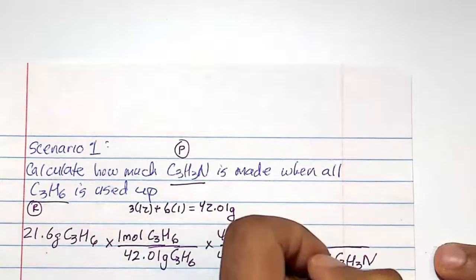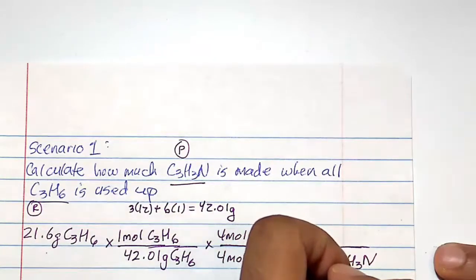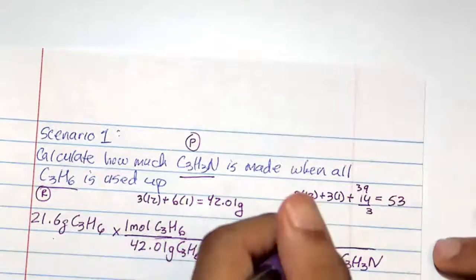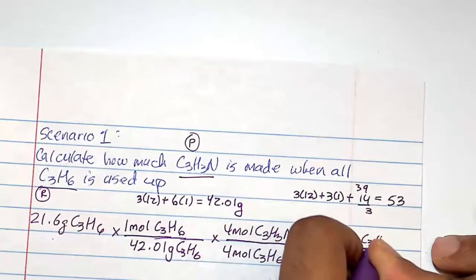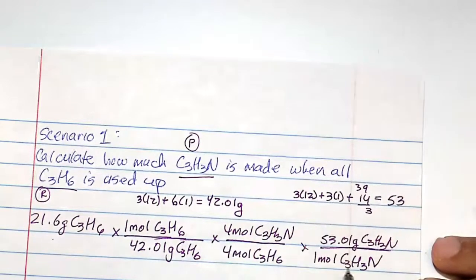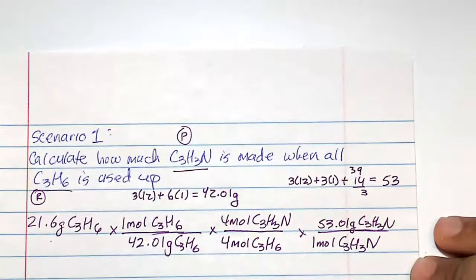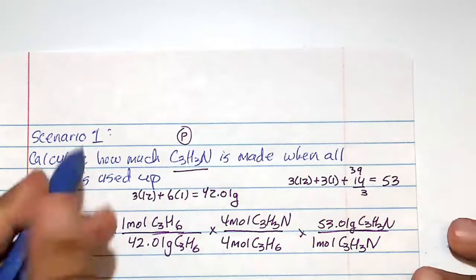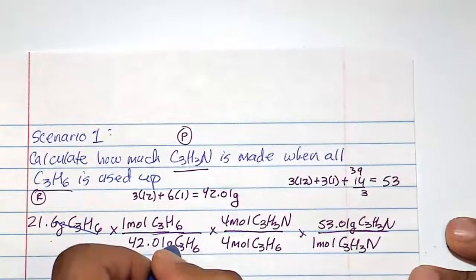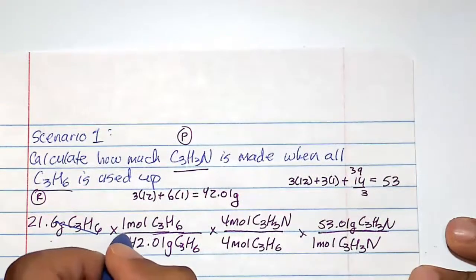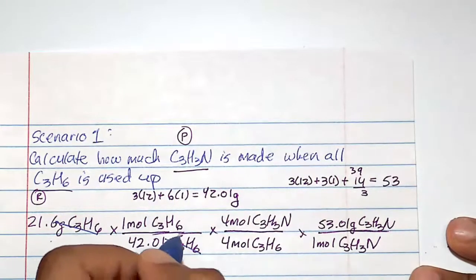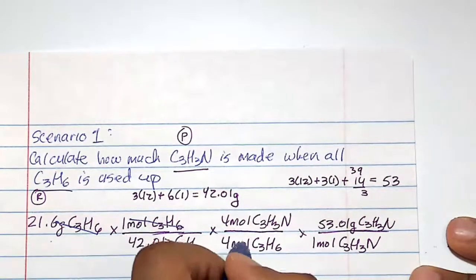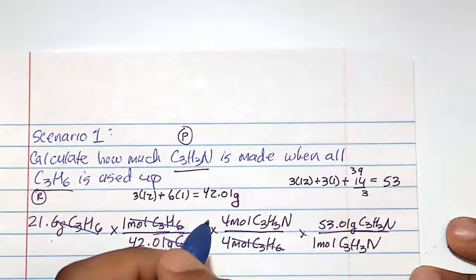All right. So 1 mole of C3H3N has how many grams of C3H3N? I have roughly 53.01 grams of C3H3N in 1 mole of C3H3N. So here's where the magic of stoichiometry comes in. The grams of C3H6 cancel with the grams of C3H6. The moles of C3H6 cancel out with the moles of C3H6.